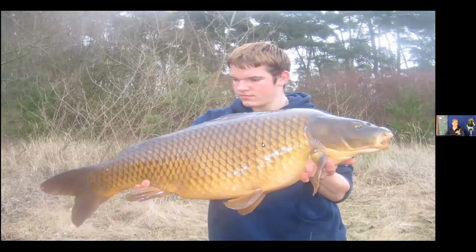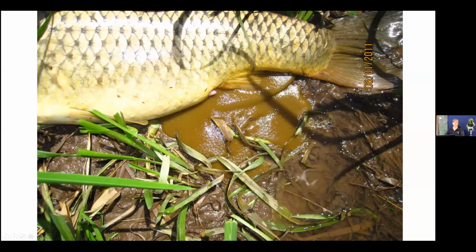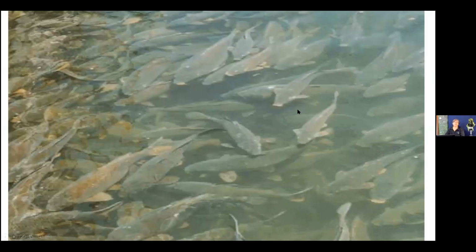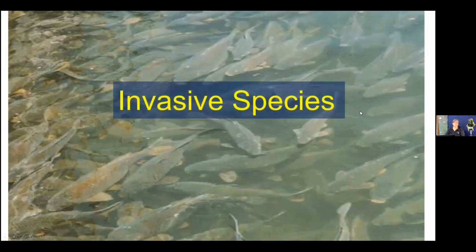And we know that the female carp produces 2 million eggs from an earlier program we did on invasive species. We also know that they outcompete for everything. They don't have the predators. They're a perfect example of an invasive species.